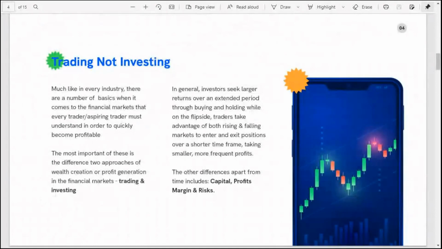In general, just quickly breaking down trading and investing. In general, investors seek large return over an extended period of time through buying and holding financial assets or financial securities. Investors buy a certain financial instrument and expect it to go up. The only way they can make profit is if it continues going up from where they buy. That is the only way investors make money, and they hold it for a longer period of time. They buy large, they expect a large return, and they hold it for a longer period of time.